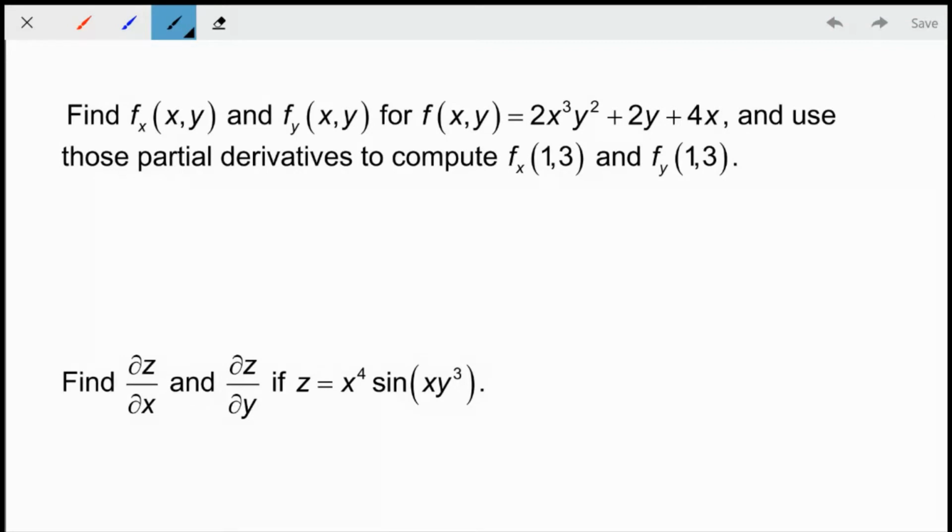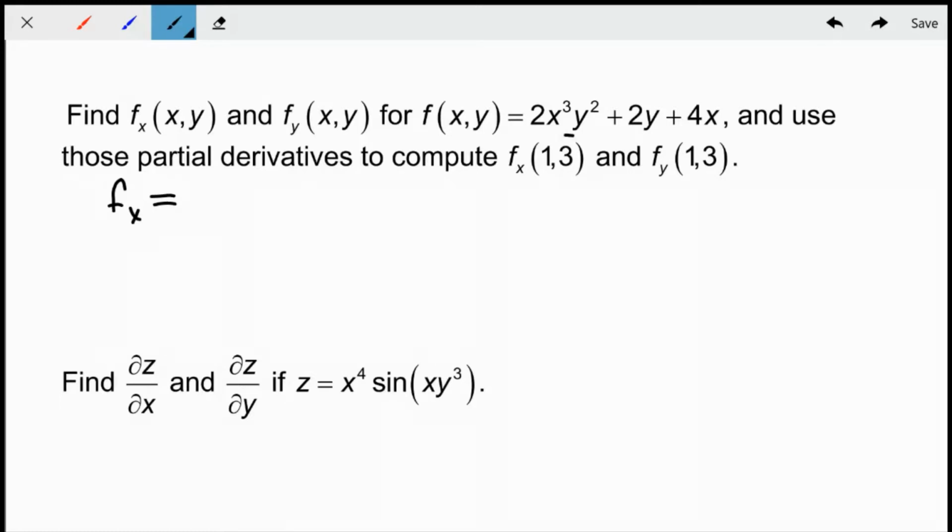Okay, so on this first example, it says find the partial derivative with respect to x and the partial derivative with respect to y for this function, and use those partial derivatives to compute the partial derivative at the point (1, 3). Let's start with the partial derivative with respect to x. When I do the partial derivative with respect to x, I am going to take it as if the y terms that are there are just constant values. So in some sense, they get ignored.